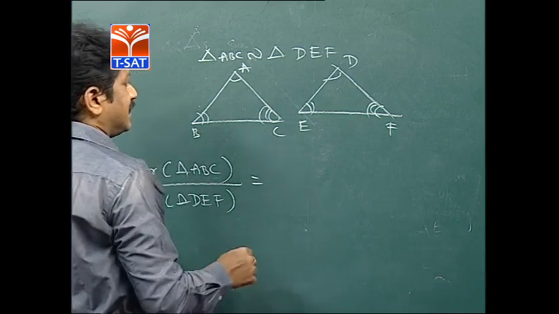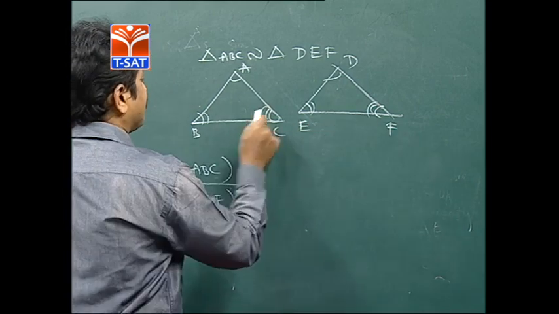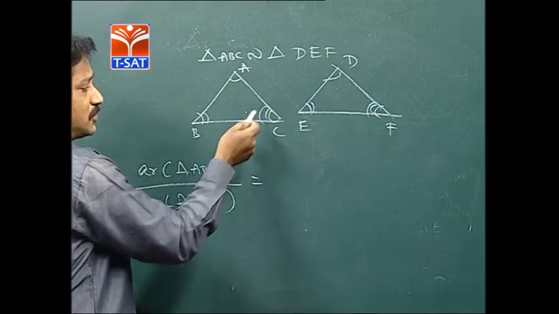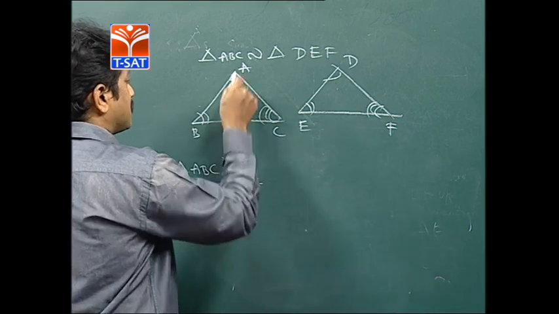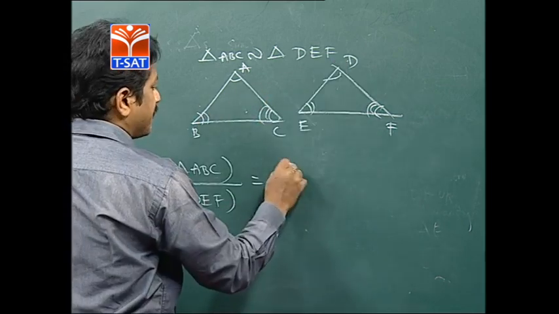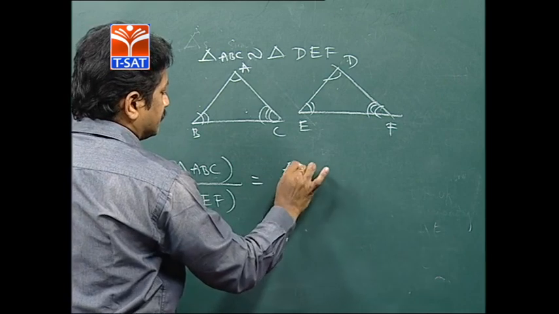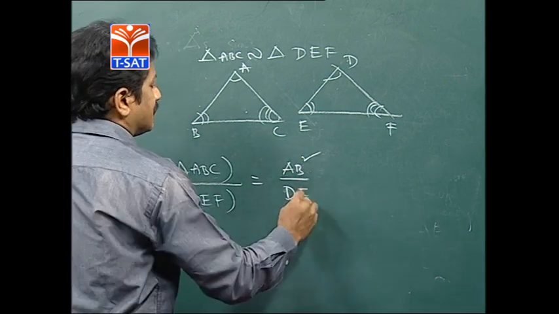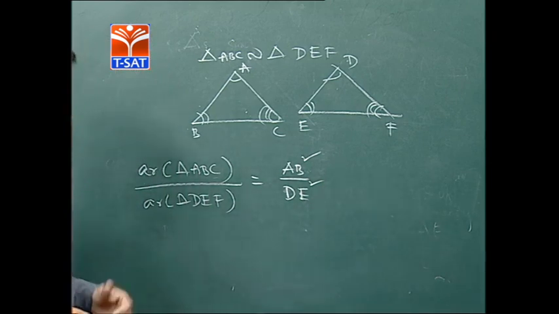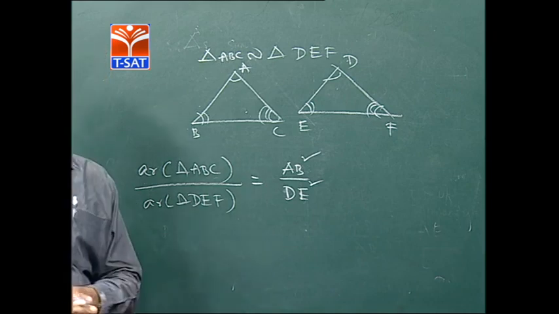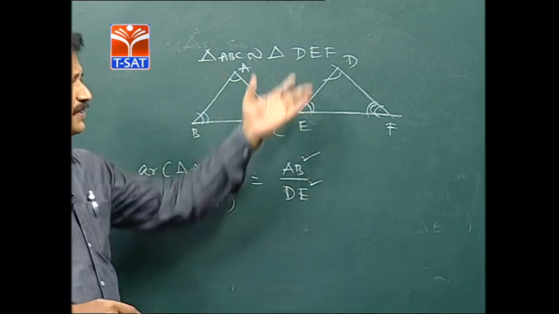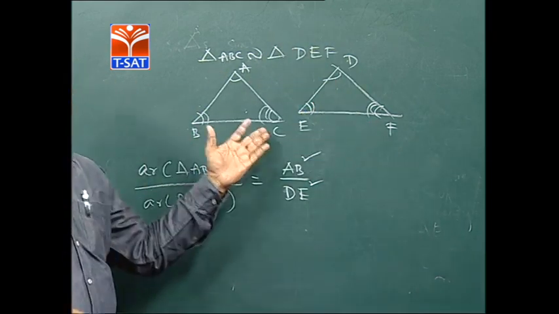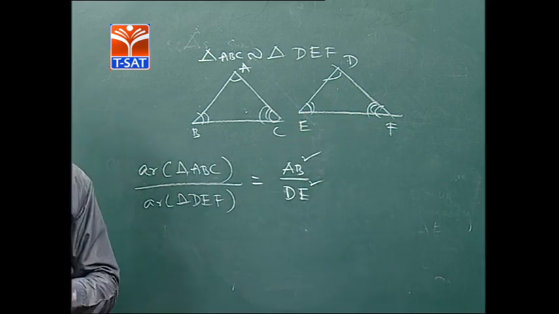If you say that the corresponding, so C and F are equivalent also, those opposite sides are corresponding. So, AB and DE. So, AB by DE, AB square by DE square simply. Area of triangle ABC by area of triangle DEF is equal to AB square by DE square, or you can say AC square by DF square, or you can say BC square by EF square.